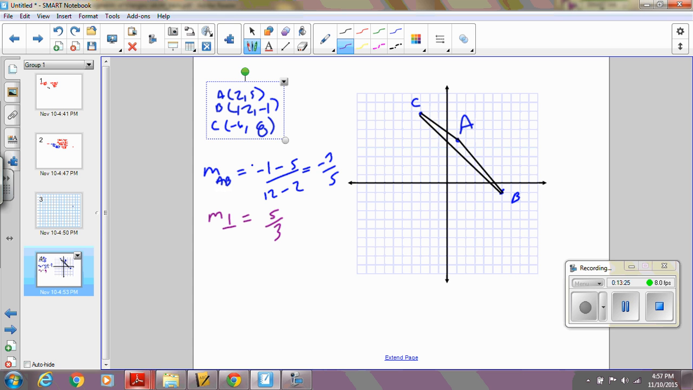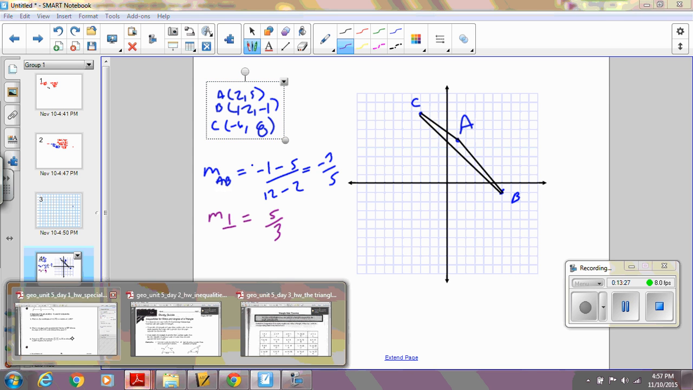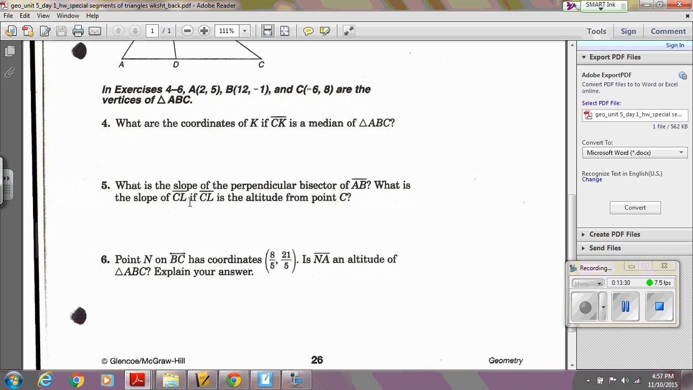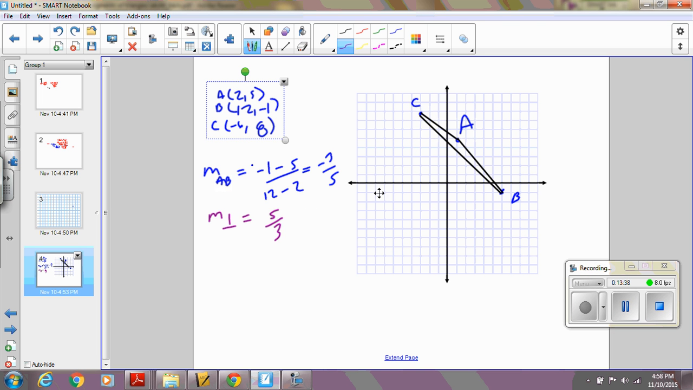And then it wants us to find the slope of CL, where CL is the altitude from point C. So going from C, it has to hit side AB and be perpendicular. But it also has to hit the midpoint. So we need to know the midpoint of AB.